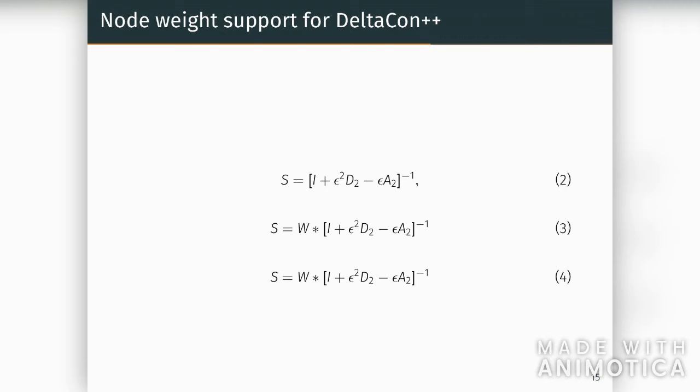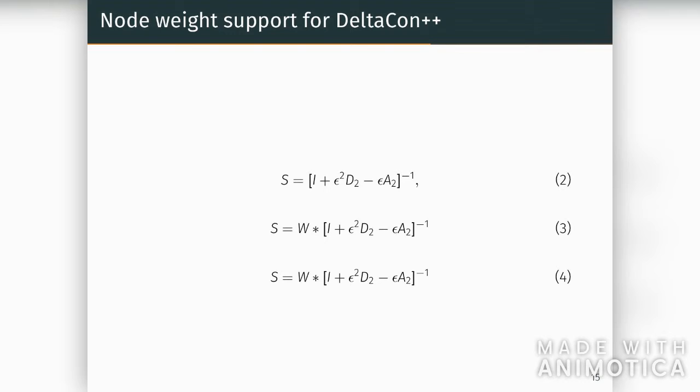DeltaCon has two main methods. The first one is a calculation of the fast belief propagation of each graph, and the second is a computation of the root Euclidean distance for the final result. The modification for computing the node weights was done in fast belief propagation. The formula for computing it, as proposed by the authors of DeltaCon, is the first formula on the screen, where S is the affinity matrix.